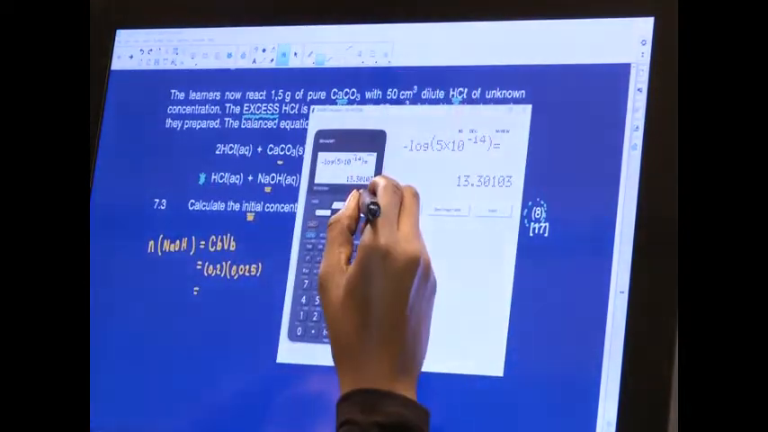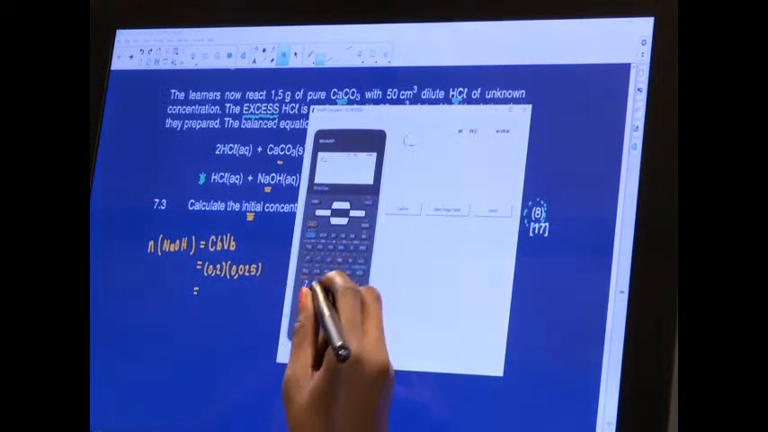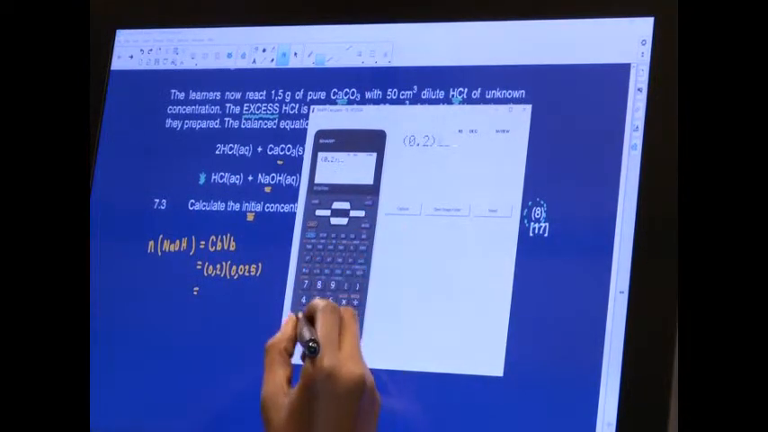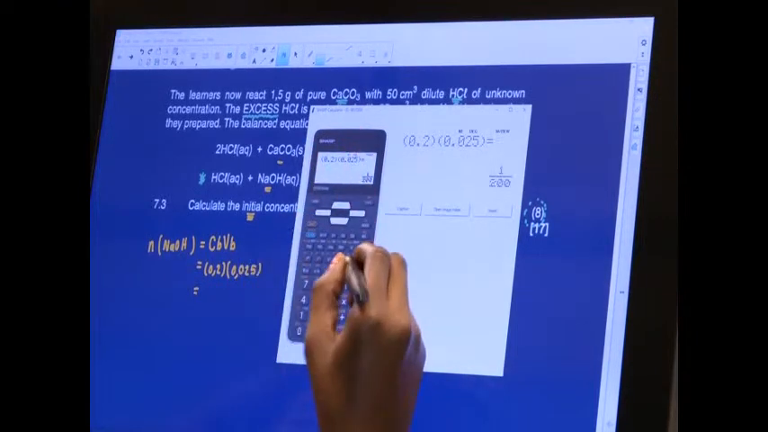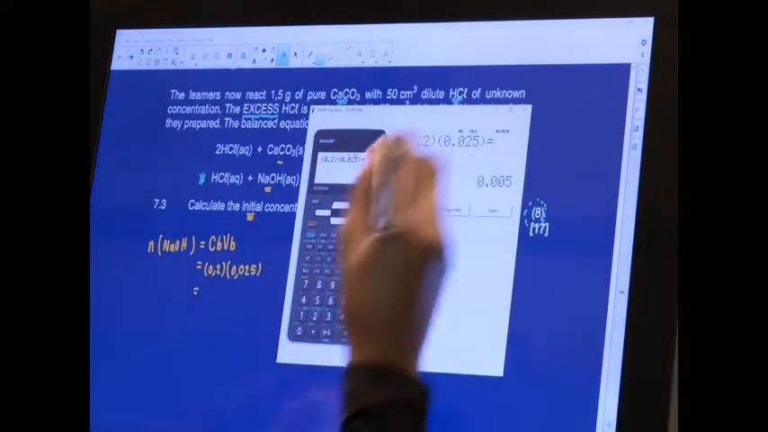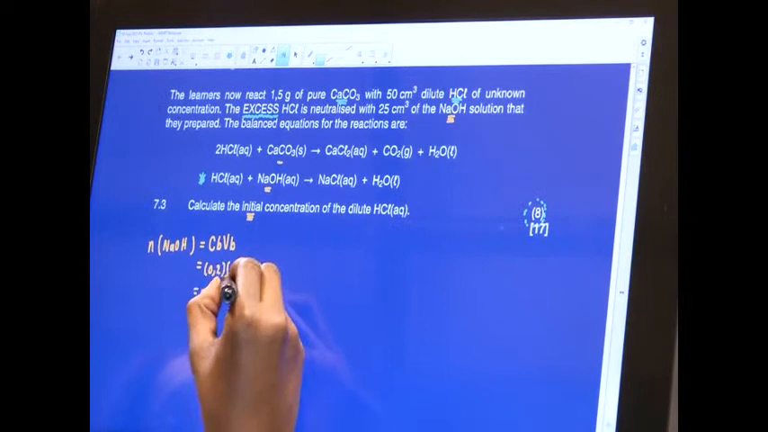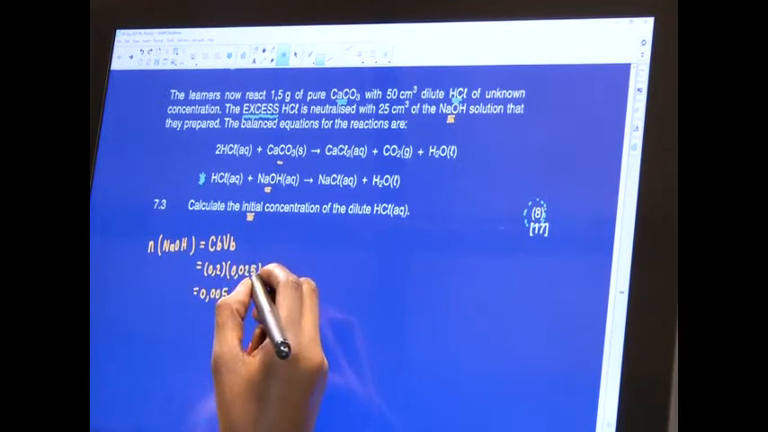Just move my calculator here. So now I'm going to find the moles of that. I've got 0.2, and I must multiply that with 0,025. I love putting brackets on all my stuff. I get 0,005, and that is then the moles of that solution.